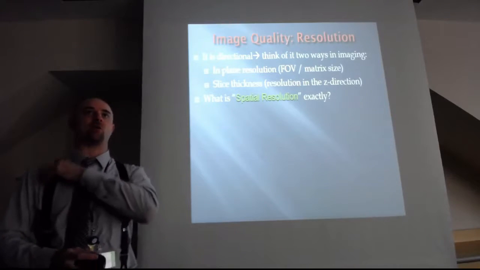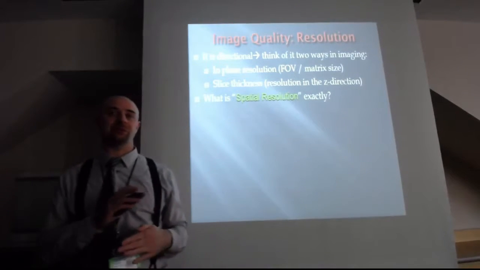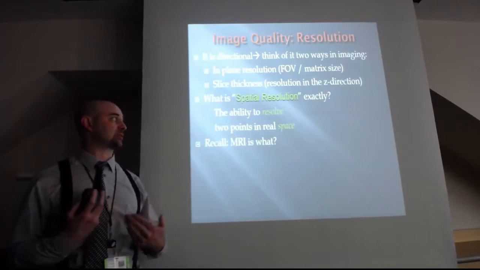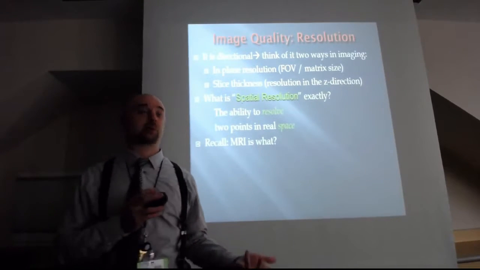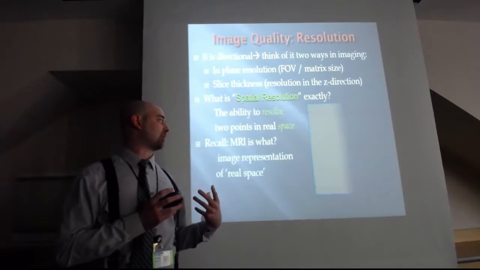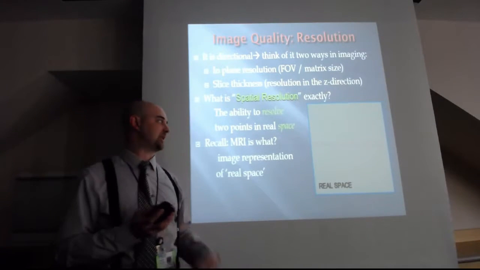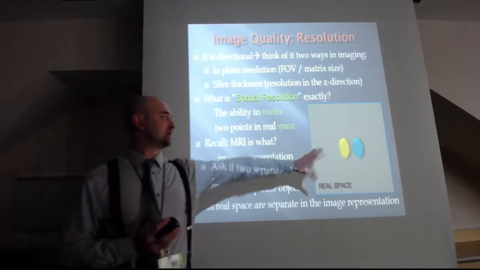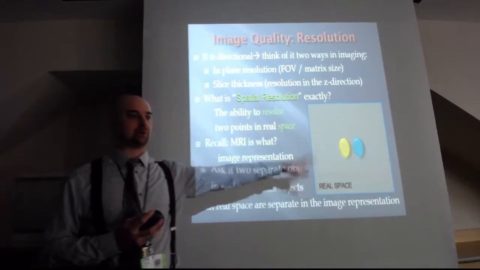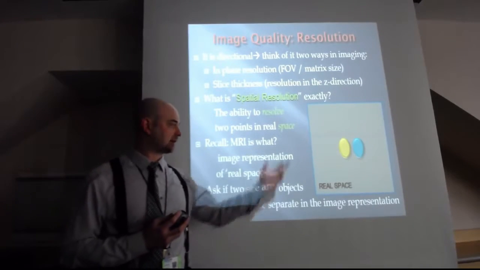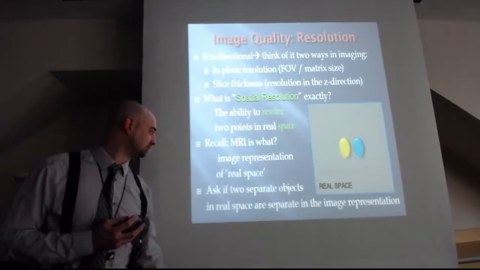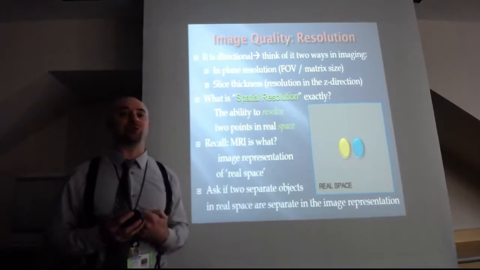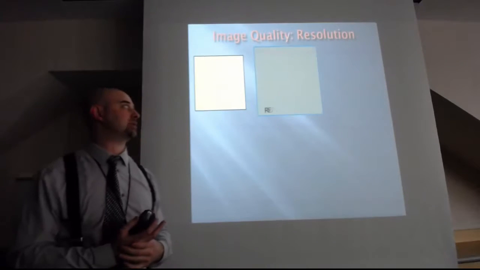So let's talk about what spatial resolution means exactly. Not very profound, but basically it's your ability to resolve two things in real space. And remember, MRI is a representation of real space. So let's just take a real space, and let's say we have two distinct real objects here. The yellow looks kind of like a Werther's Original, and the blue a Werther's Original. And we're going to ask if we're able to separate these two in our imaging representation.